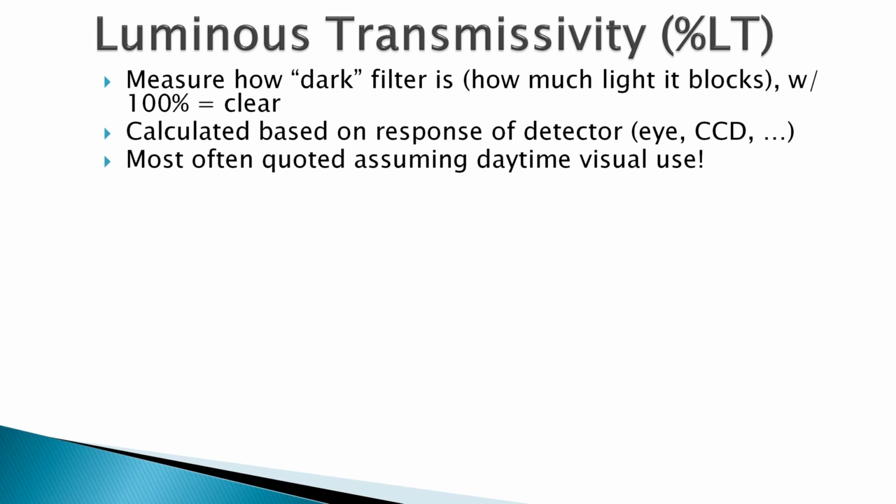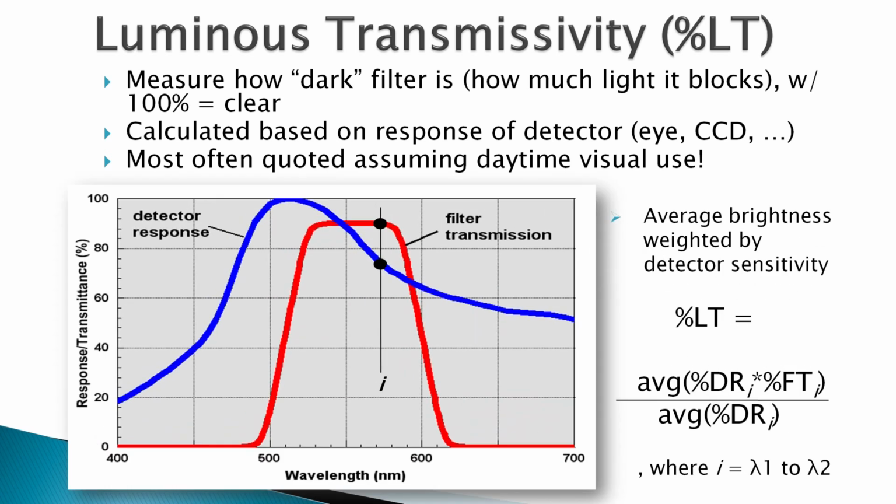For whatever reason, it seems that the value of percent LT that you sometimes find quoted on manufacturers' websites, especially with color filters, is the value for daytime human eye use. For those interested, the actual calculation of percent LT is simply an average where the filter transmissivity at each wavelength is weighted by the sensor sensitivity at the same wavelength.